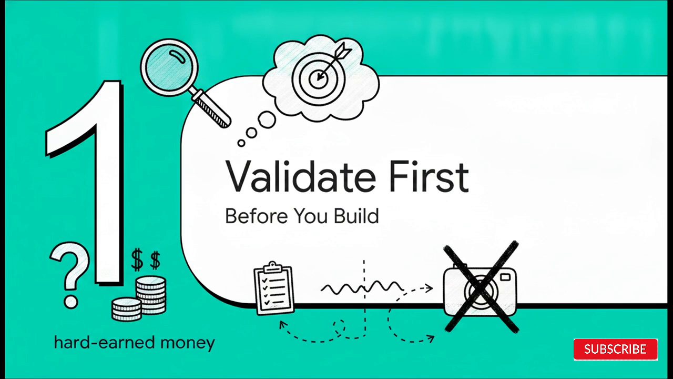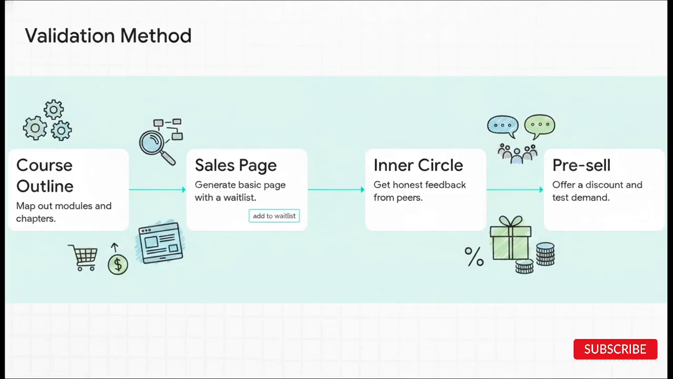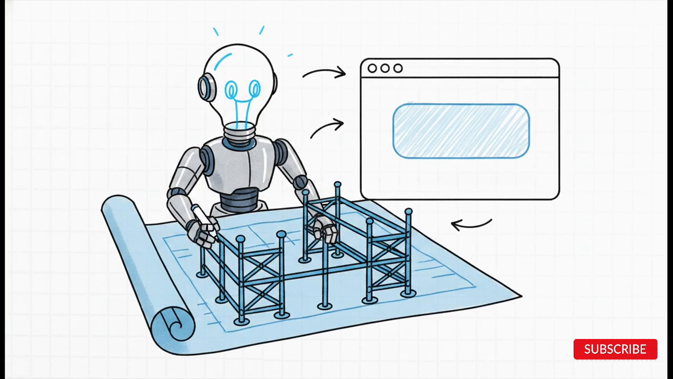All right, section 1, validate before you build. Let's get right into the very first phase because we really need to prove people will buy before we even think about building the product. To do this, we're going to follow a really highly effective 4-step validation method recommended by the folks over at FreshLearn. This process is absolutely crucial to ensure you don't waste your precious time. The 4 steps are creating your course outline, drafting a sales page, testing it with your inner circle, and finally, pre-selling.